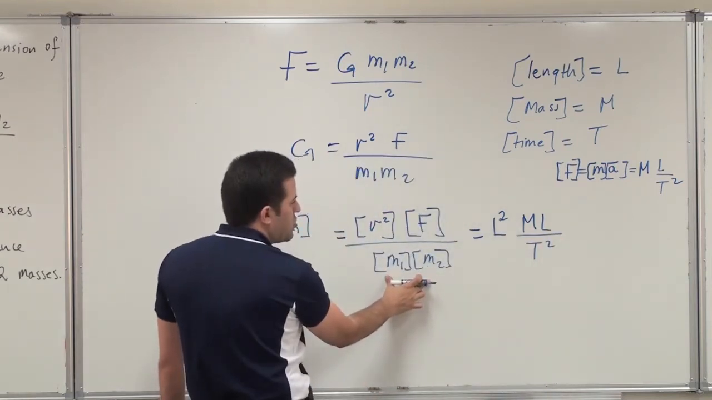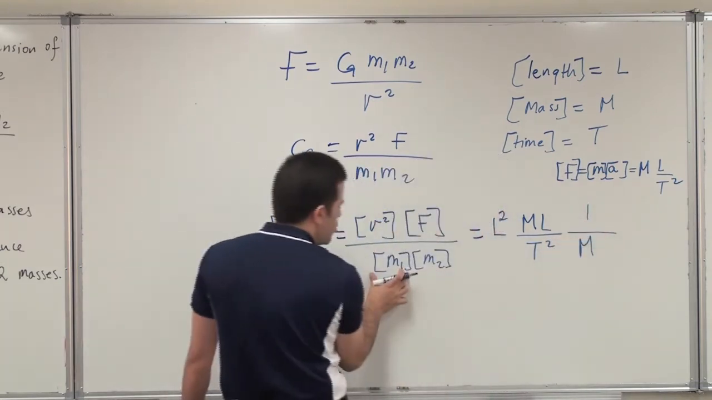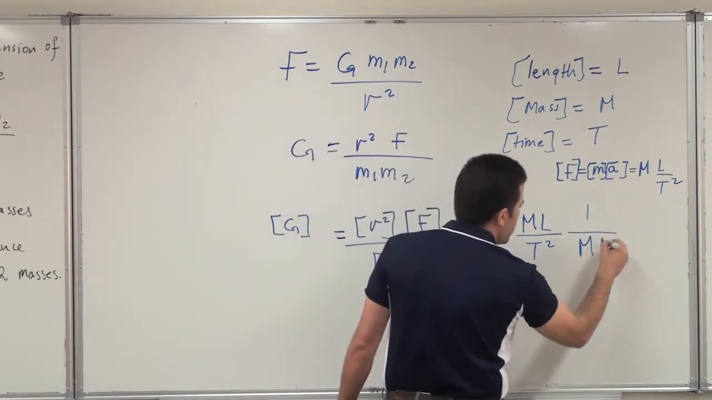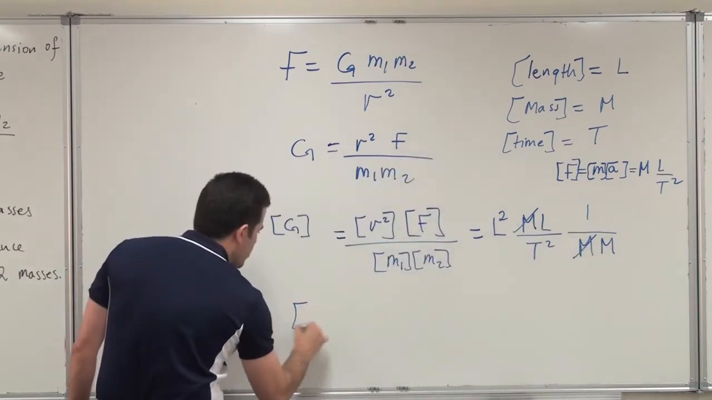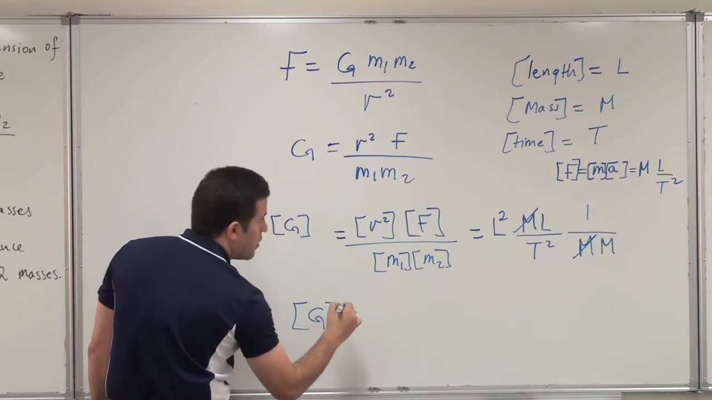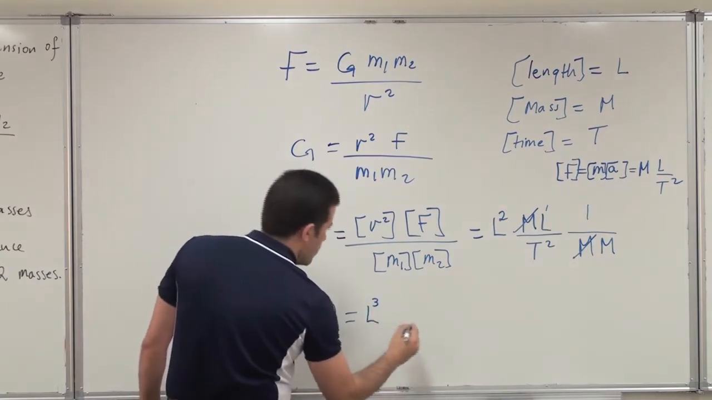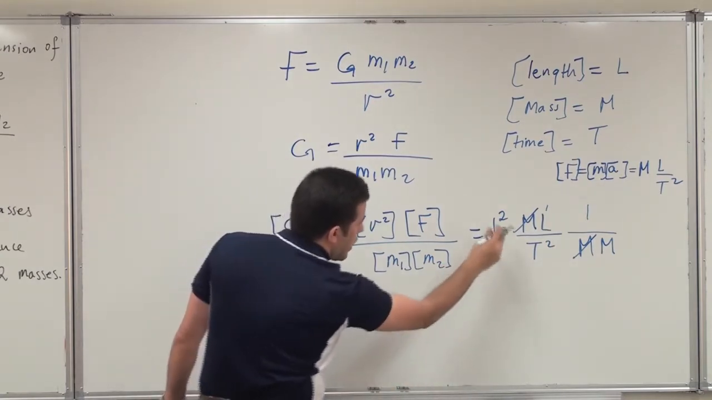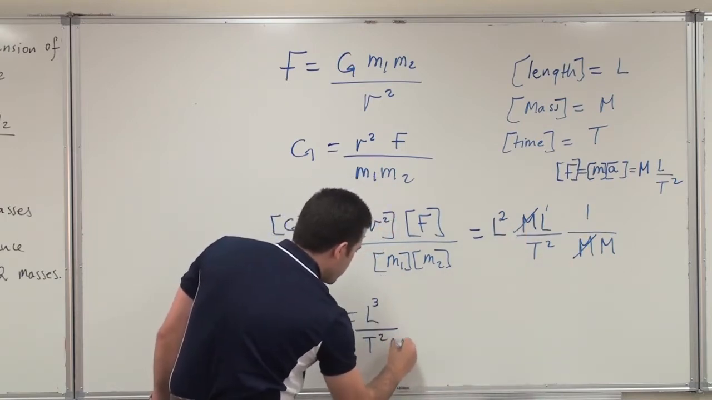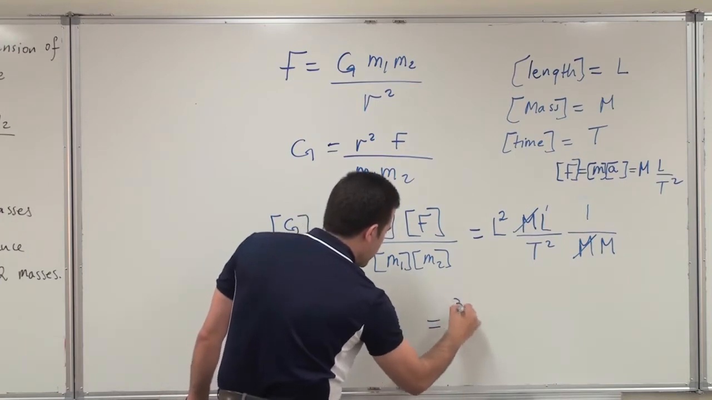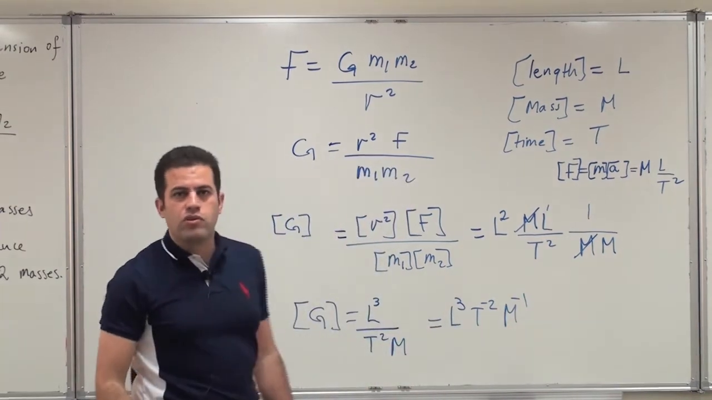The last thing left is to substitute for the dimension of the masses: this mass m is big M, and this one is another big M. Now I can cancel out one M, so the dimensions of G will be L cube divided by T square divided by M. Or it can also be written as L cube T minus 2 M minus 1. And this concludes the answer. Thank you.